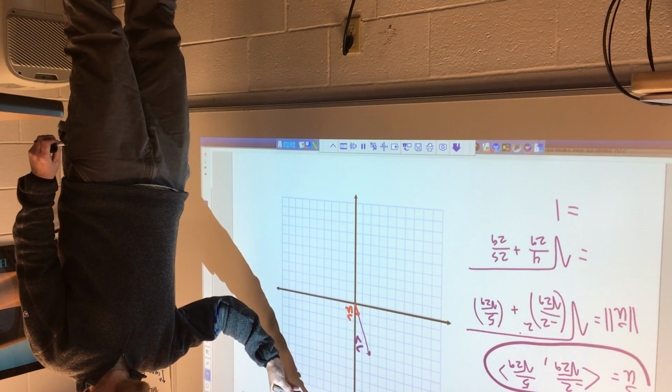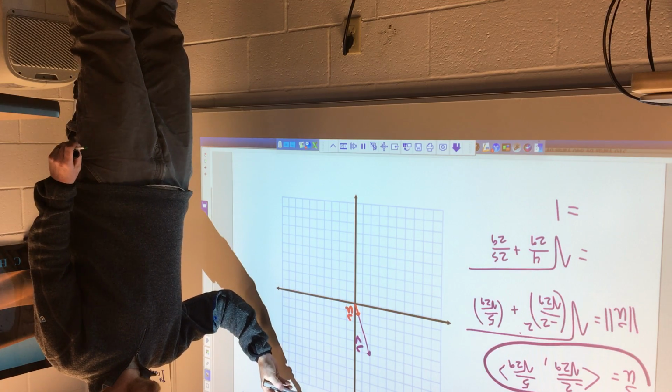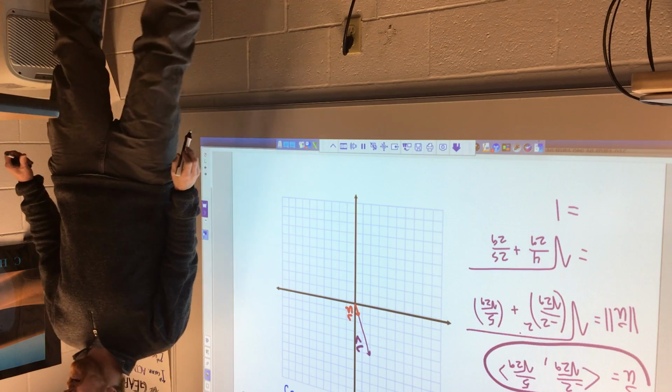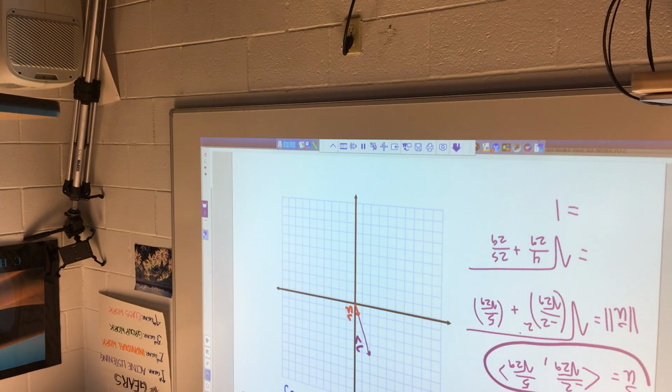And often you'll see the i and the j here with little hats on them. It's called i hat, j hat. And it's just a notation that's used for the unit vectors.